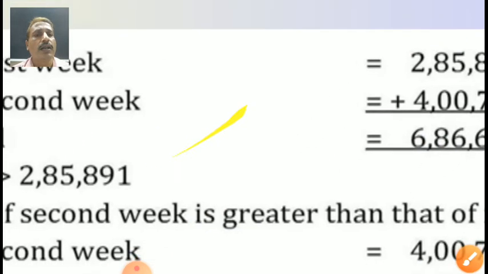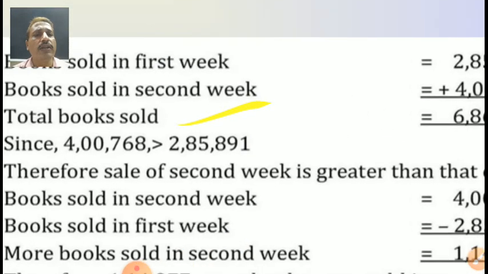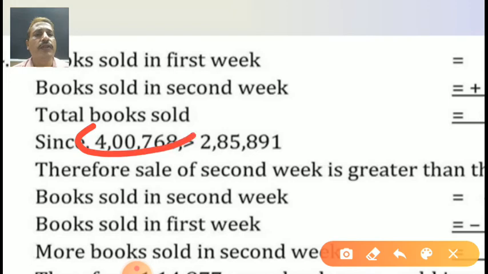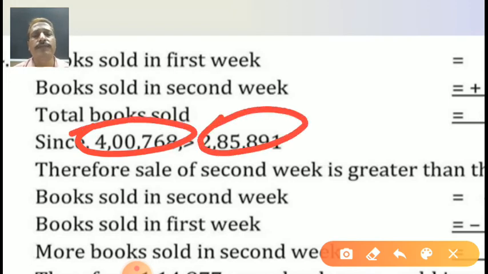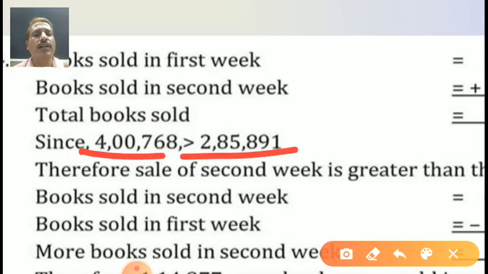Okay, now look here. What is the second? Greater. Compare two numbers. You have two numbers. One is this one, second one is this one. What do you have to compare? Yes, first of all check the digits. Both have six digits, so it is difficult to tell. Check the first number. Here is 4 and here is 2. Who is bigger? Yes, you are right, my dear students. 4 is bigger than 2. So we can put the greater than sign in this direction. Therefore, the sale of the second week is greater than the sale of the first week.